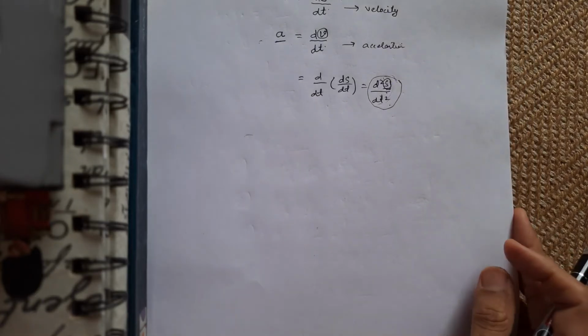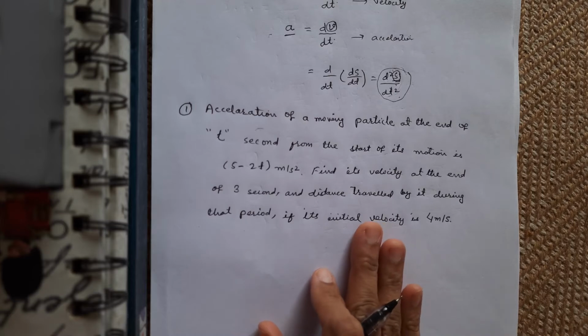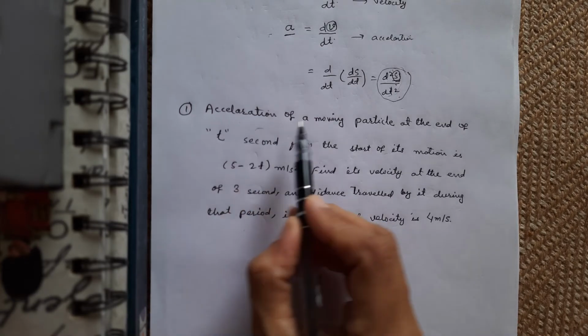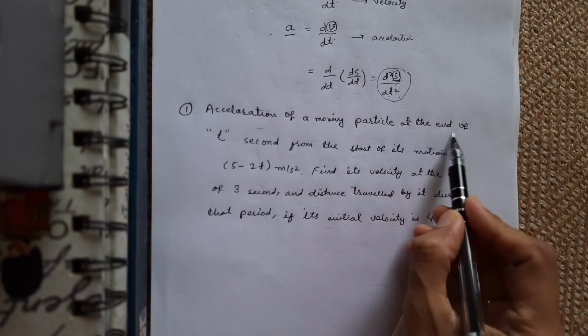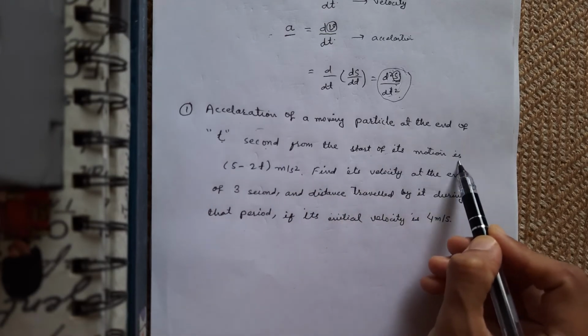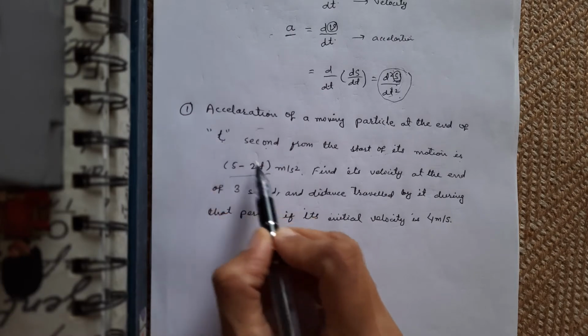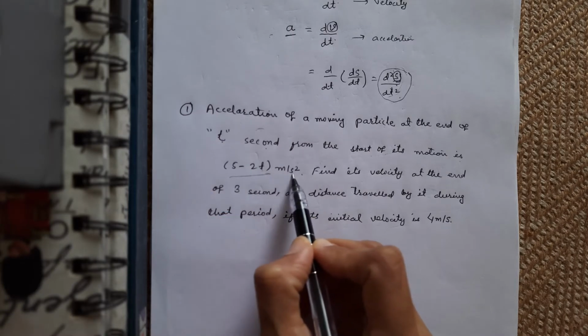So I'm just writing an example here. Alright, so it's a big example. I already wrote it here. Acceleration of a moving particle at the end of t second from the start of its motion is given by 5 minus 2t, where t is the time in second, meter per second square.